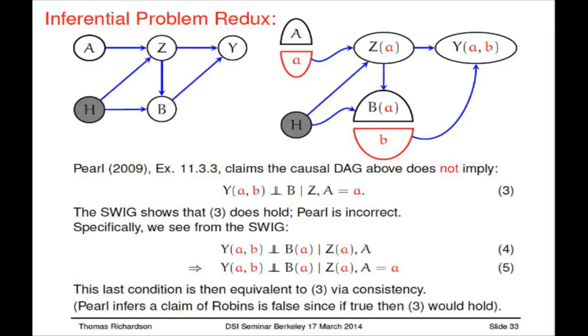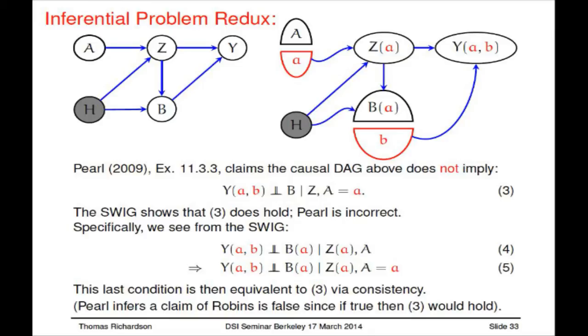And then, if this holds, we could also condition on A being equal to little a. And then we can go from here back to here just by consistency. Because if we're conditioning on A being equal to little a, then Z of a is just Z, and B of a is just B. That's just the way that I showed in the beginning, that the observed data is linked to the counterfactual data.